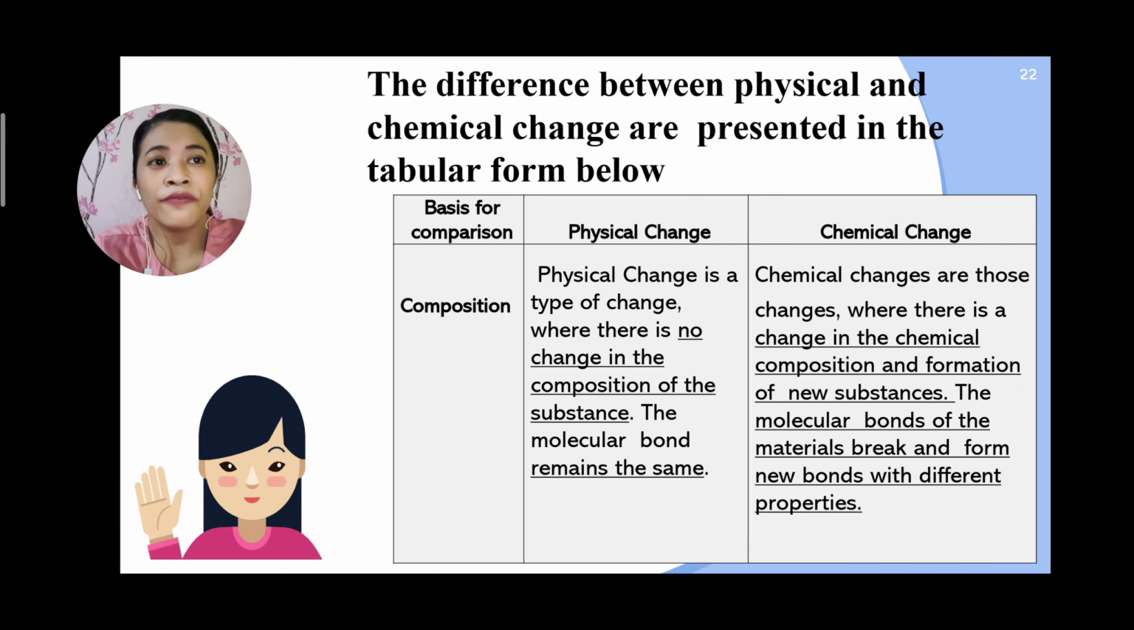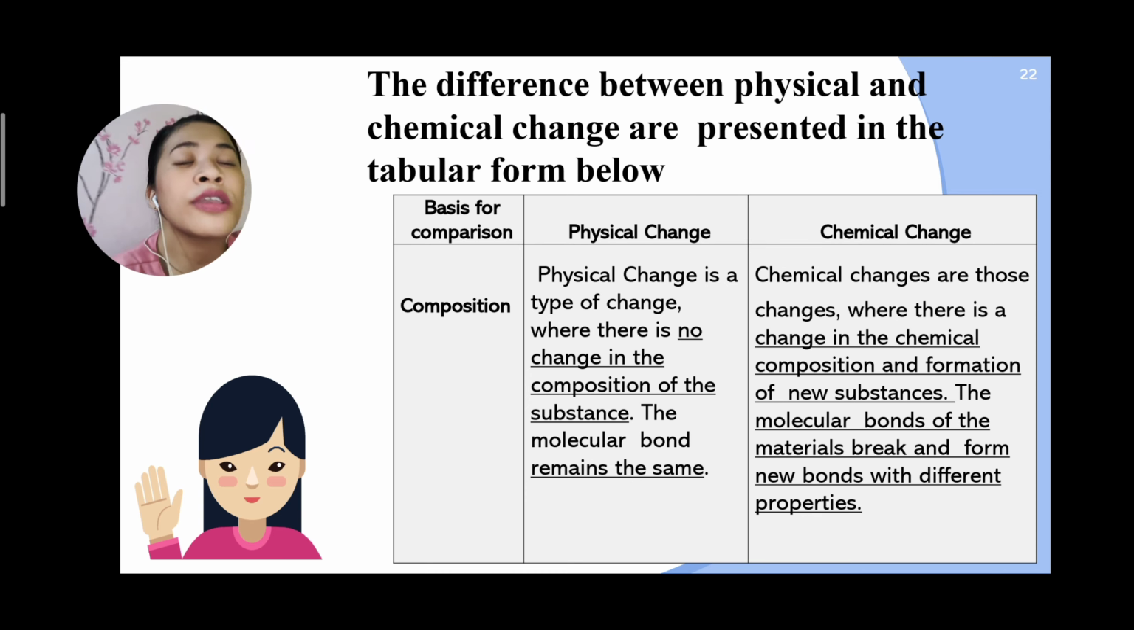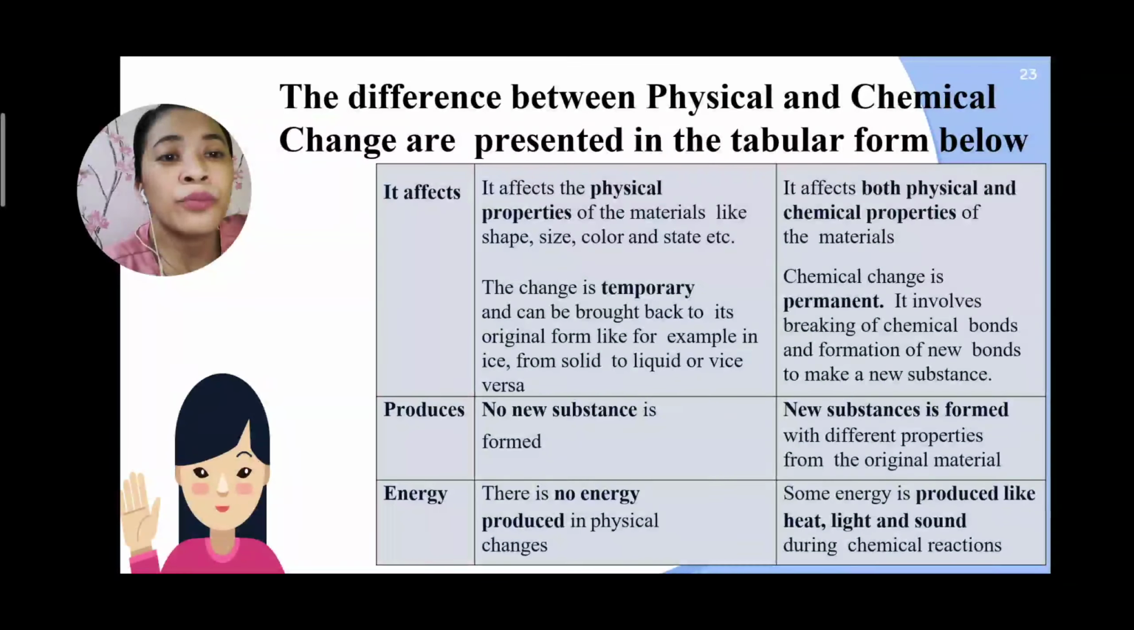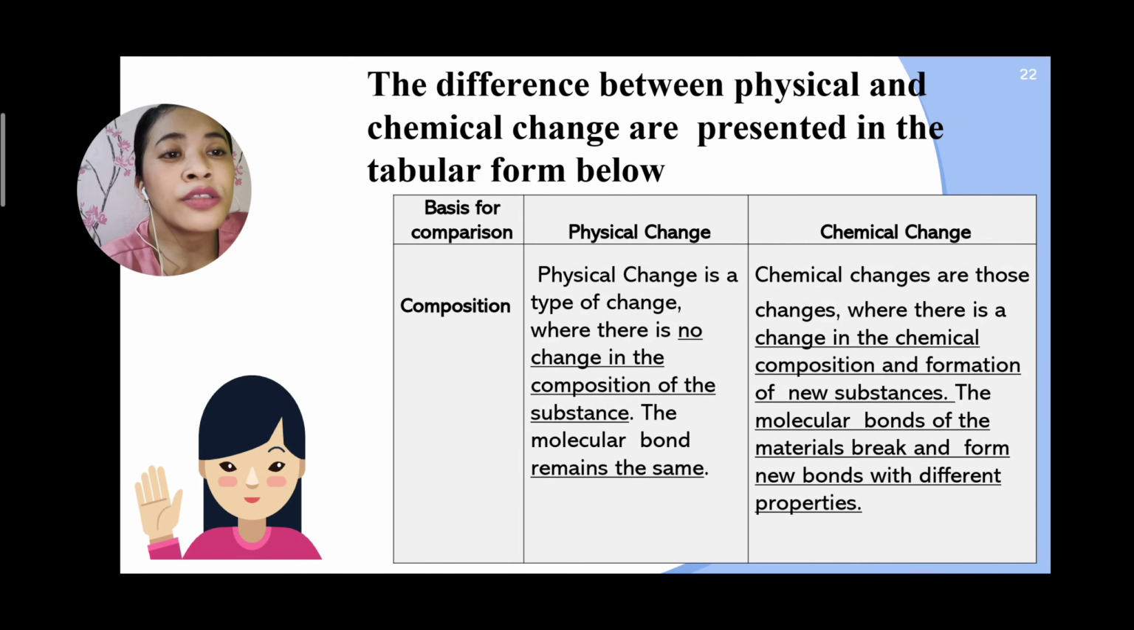Now let's take a look at the difference between physical and chemical change that are presented in the table below. We have 4 bases for comparison for physical and chemical change. Those are composition, effects, products, and energy. Under composition, a physical change is a type of change where there is no change in the composition of the substance. The molecular bond remains the same. Under chemical change are those changes where there is a change in chemical composition and formation of new substances. The molecular bonds of the materials break and form new bonds with different properties.